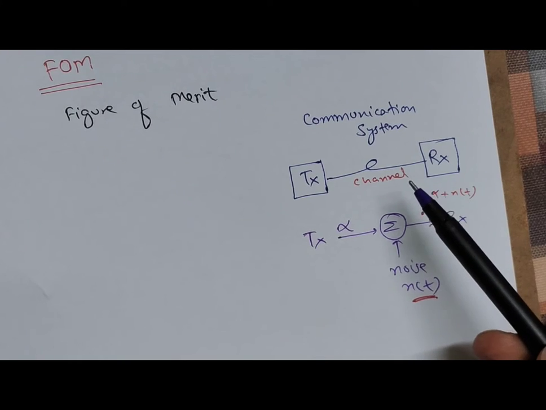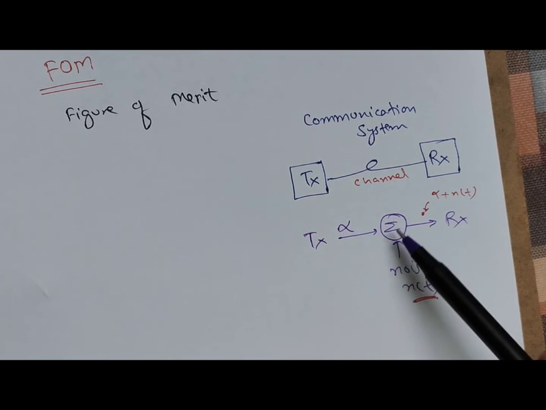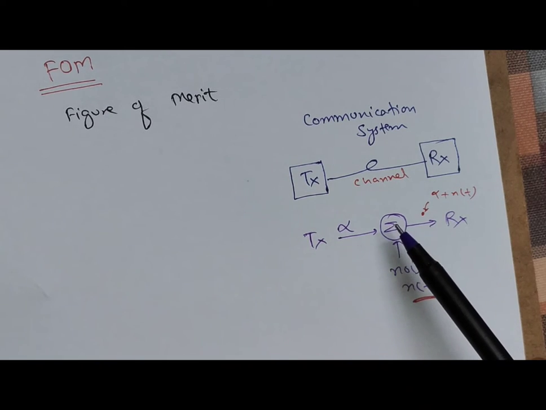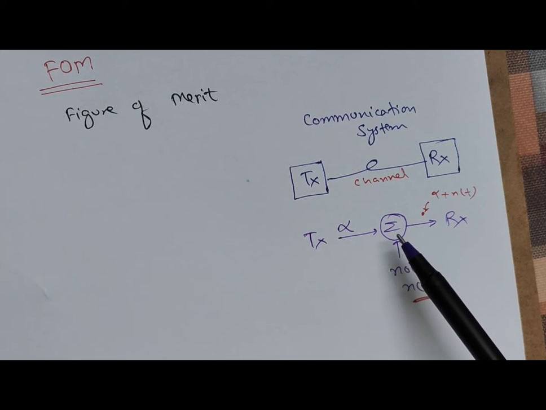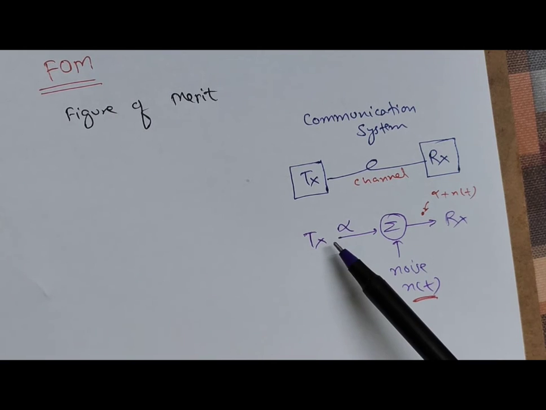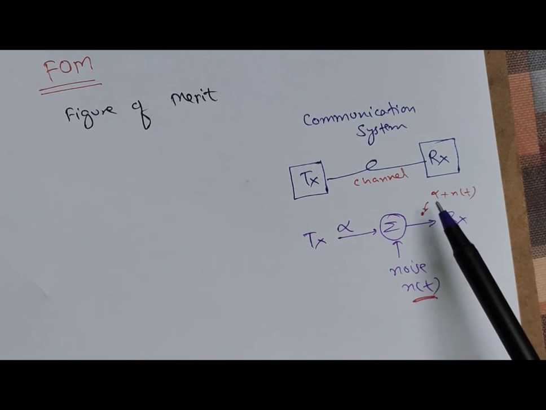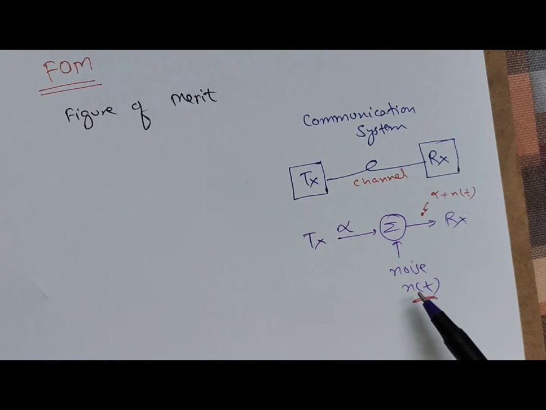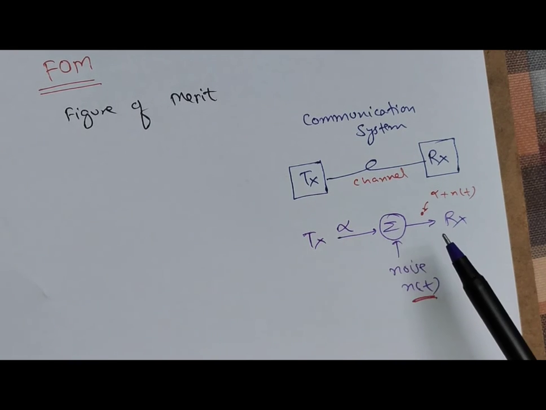The same thing can be drawn like this also, where the channel is replaced by a summer block, and this channel, as I said, is affected by noise. So this summer block gets one input from the transmitter and one input from the noise, and both are added together and go to the receiver. If the transmitter output is alpha and noise is NT, the receiver input will be alpha plus NT. Here we have assumed noise is additive in nature, which is why addition is used and a summer block has been taken.